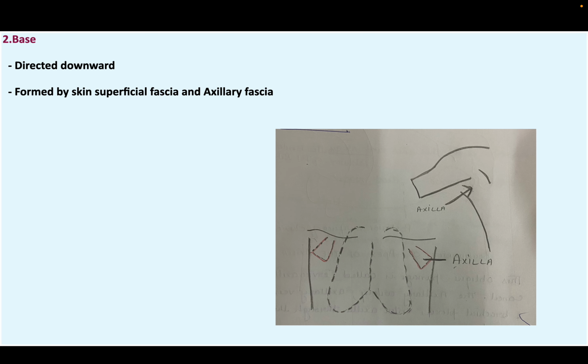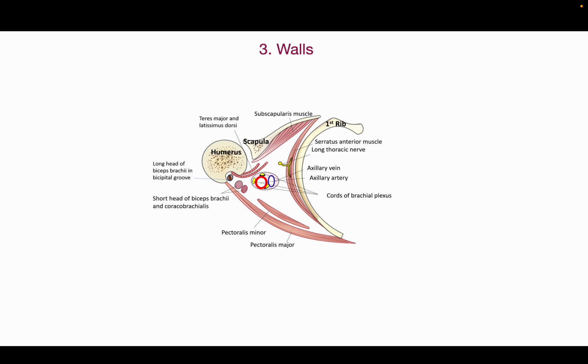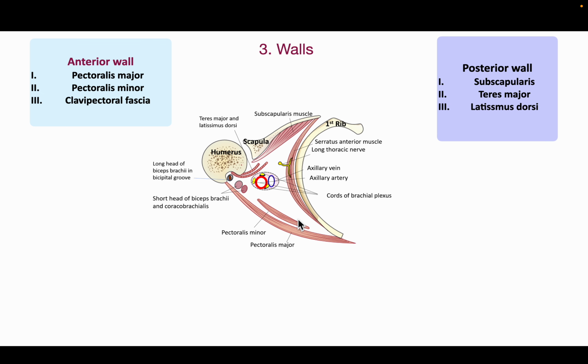Now the base of the axilla is directed downward and it is formed by skin, superficial fascia and axillary fascia. Now coming to the different walls, it has four walls as we have discussed. The anterior wall is formed by pectoralis major, minor and clavipectoral fascia. Then it has the posterior wall which is formed by subscapularis muscle, teres major and latissimus dorsi.